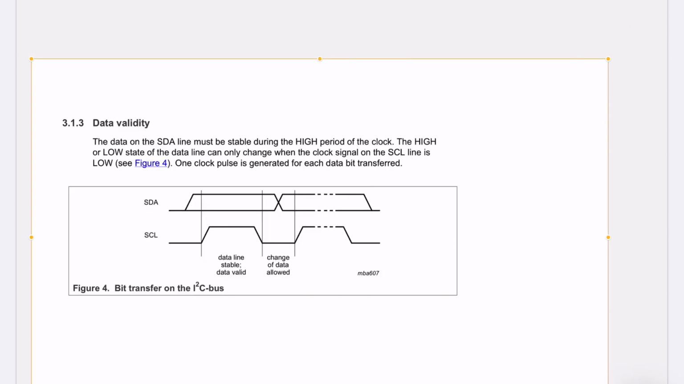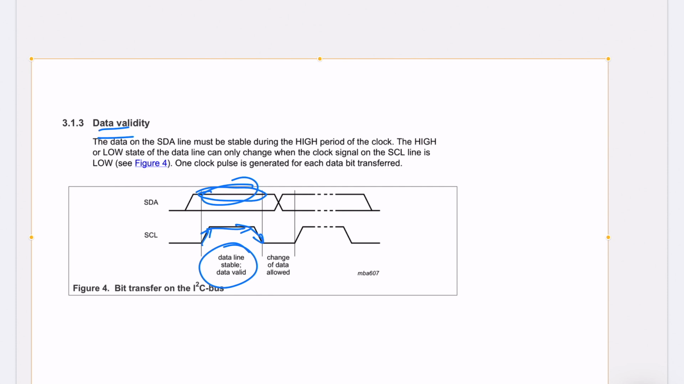The next section we're going to look at is called data validity, and this is deciding when data on the bus needs to be stable. As you can see here, as the clock is rising to 1 and dropping back down to 0, the data on the line must be stable. So as we see the clock rise, as we see it maintain a 1, and as we see it drop, this data here should not change.